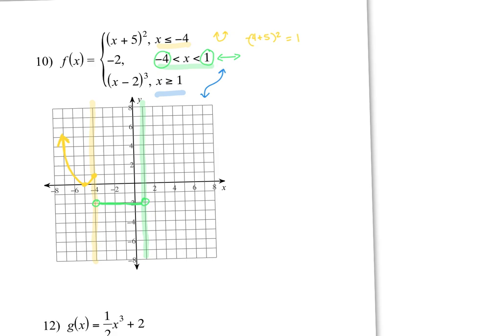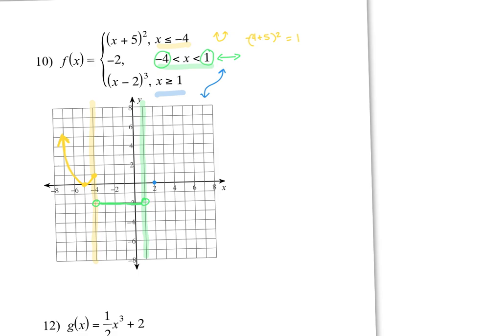All right, the last one is a cube function. So it looks like this. Normally the turning point of that cube is at 0, 0. Inside though, I have a minus 2, which is going to move that curve change over to the right 2, right? Everybody see that? So the quote unquote vertex of my cube is going to look like this.